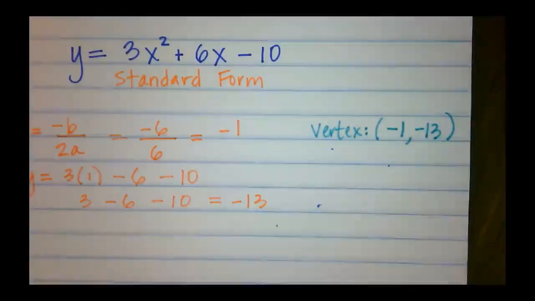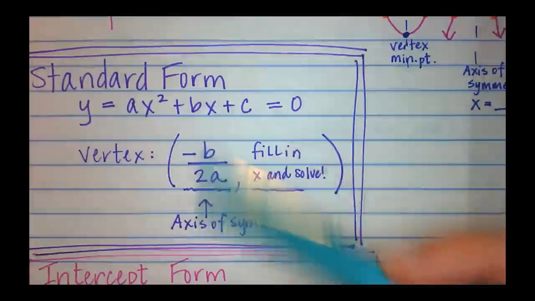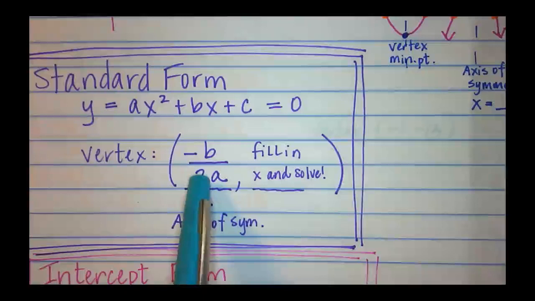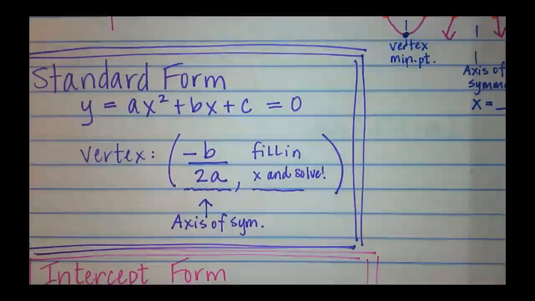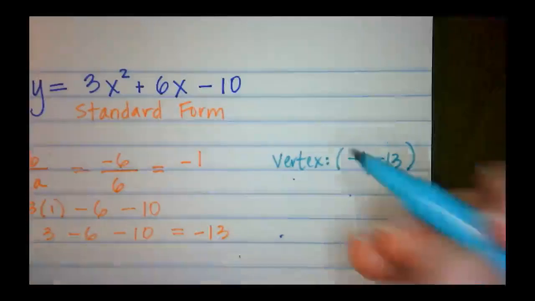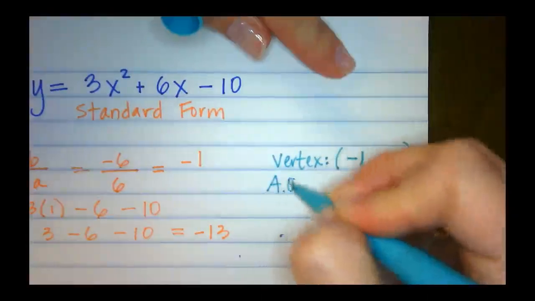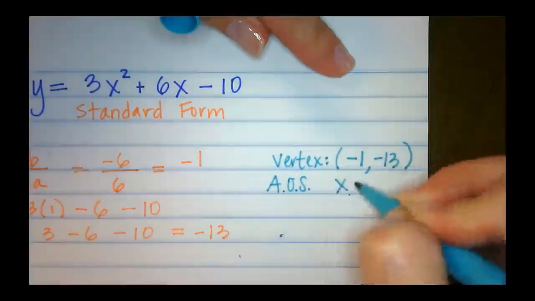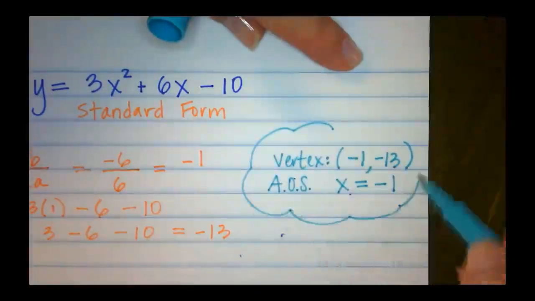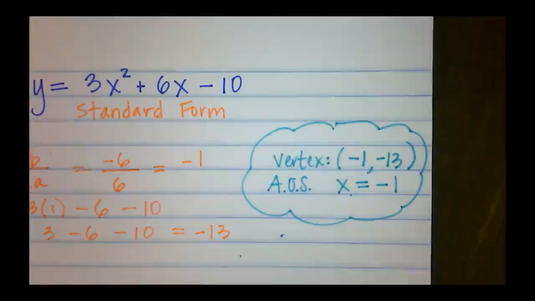And now we also know that the axis of symmetry is going to be the imaginary line that goes through the vertex. And since it's a vertical line, it's going to go through the x. So now we know that the axis of symmetry is at x equals negative 1. So there is our answer.